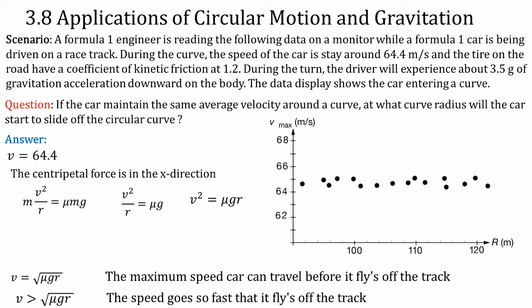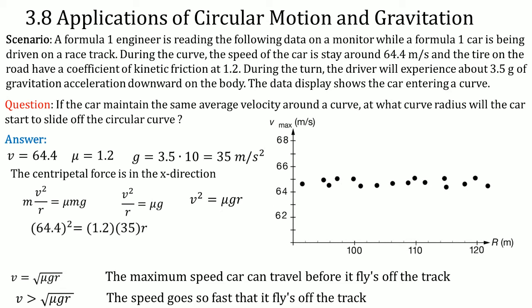Let's label our information. Here the v equals 64.4, the mu equals 1.2, and the g is actually 3.5 times 10. The reason why is because normal gravity you can assume can be rounded up to 10. But if you notice that the driver here experienced 3.5 Gs, so it's 3.5 times 10. So this is how much gravitational acceleration that the driver feels on his or her body, downwards.